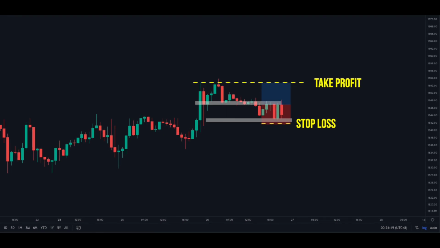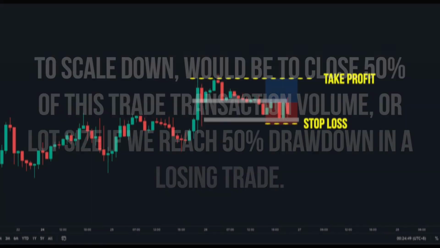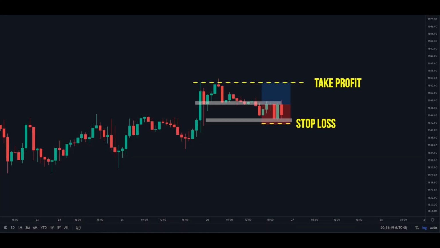Let's see how this trade played out. The trade is going against us and is already at 75% of hitting our stop loss, meaning we're deep in drawdown. To scale down would be to close 50% of this trade transaction volume or lot size if we reach 50% drawdown in a losing trade. This means that we risk much less than we initially would allow for a losing trade. Now that we managed this losing trade, let's see what the next candle did. The next candle went even further down and smacked our stop loss. Thankfully, we were able to scale our lot size down and lost much less than if we never closed a portion of our losing trade.